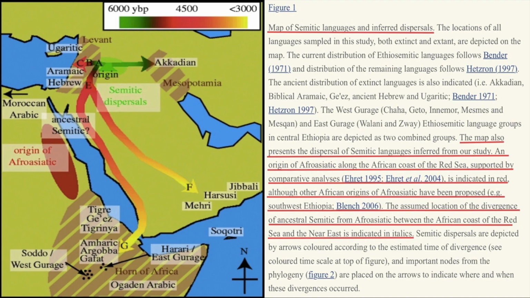Southwest Ethiopia by Bender 2006, which we read earlier. The assumed location of the divergence of ancestral Semitic from Afro-Asiatic between the African coast of the Red Sea and the Near East is indicated in italics. And so here it is right here: origin of Afro-Asiatic, then ancestral Semitic near Sinai, and then Semitic itself dispersing in the Levant.